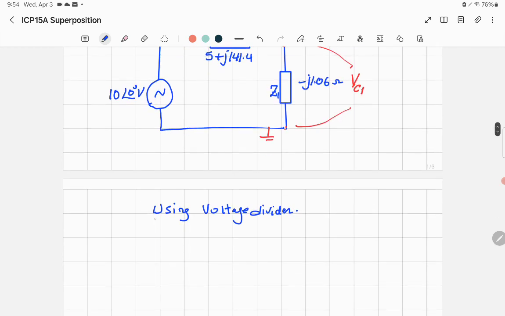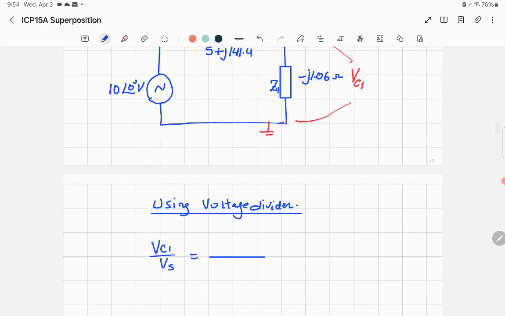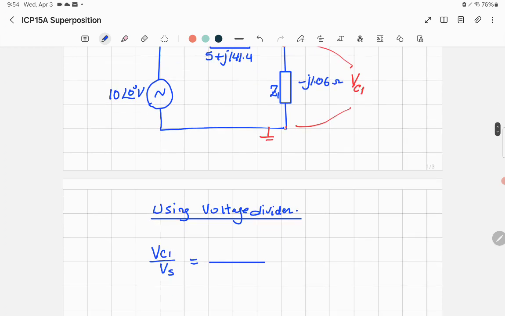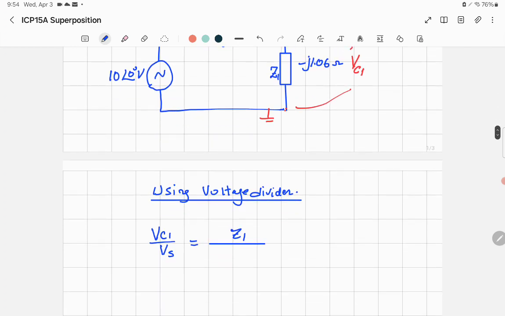Voltage divider, we know that the voltage is directly proportional to the impedance across each voltage. So you can say that VC1 divided by the voltage source is equal to, what is the impedance across VC1? Z1. What is the impedance across the whole source? The whole impedance, which is equal to Z1 plus Z2. Great. So from this equation, we can say VC1 is equal to Vs times Z1 divided by Z1 plus Z2.